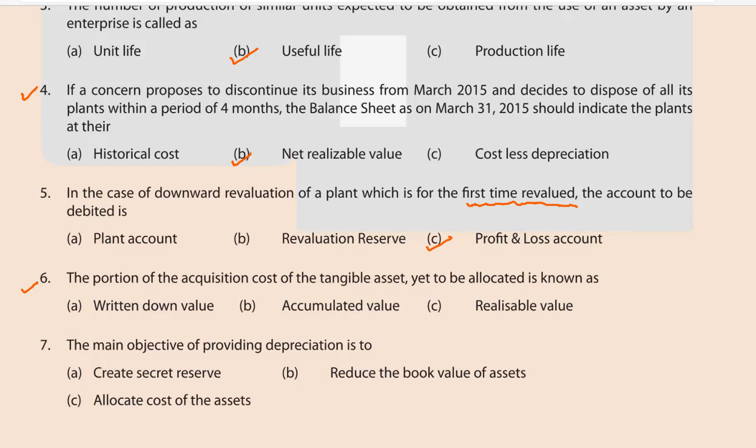Next question, question 6. The proportion of acquisition cost of a tangible asset yet to be allocated is known as A. Written down value, B. Accumulated value, C. Realizable value. The answer is A. Written down value.